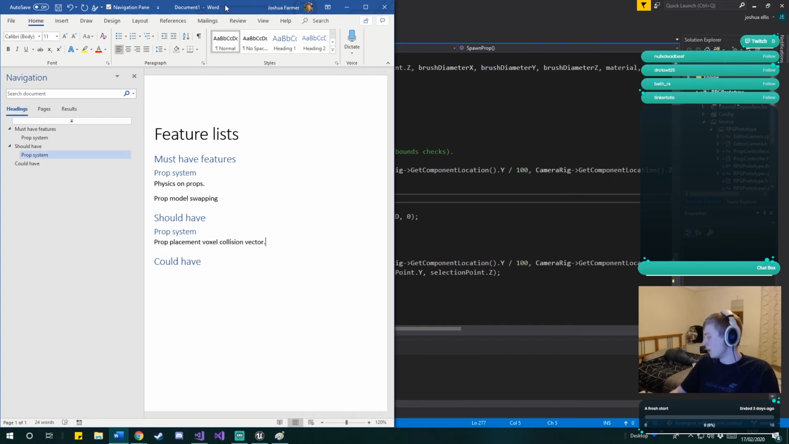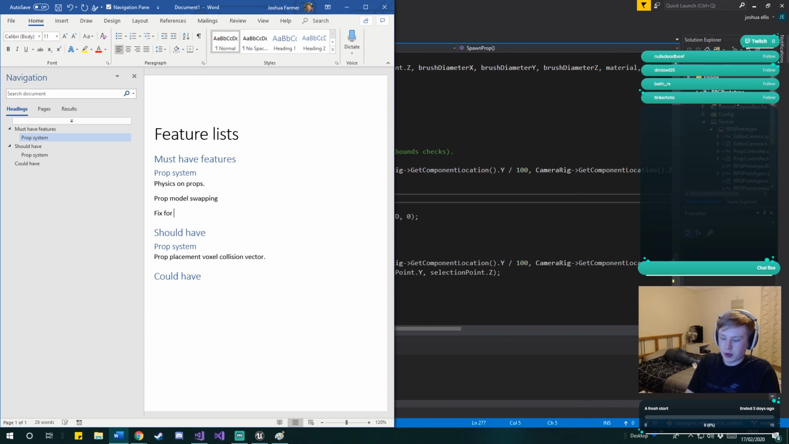So over time I'll slowly be growing this list as things get put on the back burner and also as things come into my attention. So I also need a fix for... I noticed there was a bit of buggy behaviour with the way props were getting removed. It didn't quite seem to be working properly, so I need to investigate that.